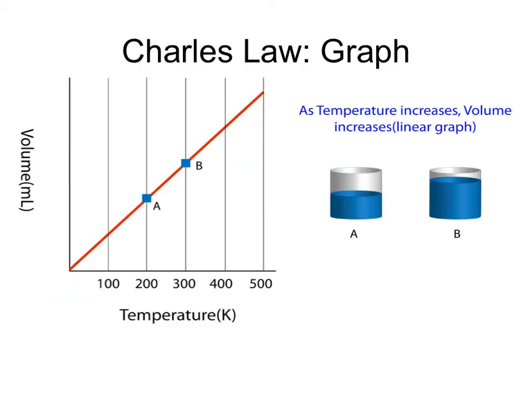A typical graph of Charles' law would be a straight line running through the origin, as seen in this diagram. If you take a look at the 2 points on this line, we looked at A versus B. You can see that as I go from A to B, volume is increasing, and so is the temperature.